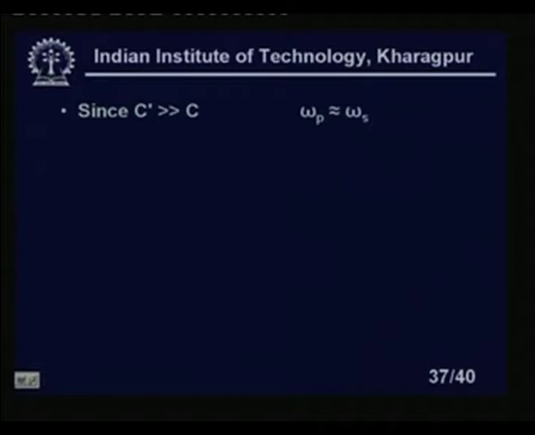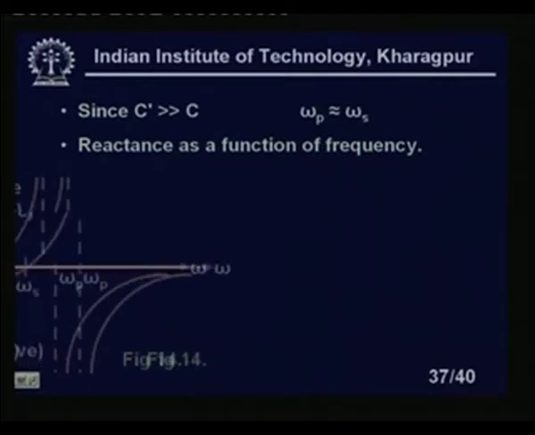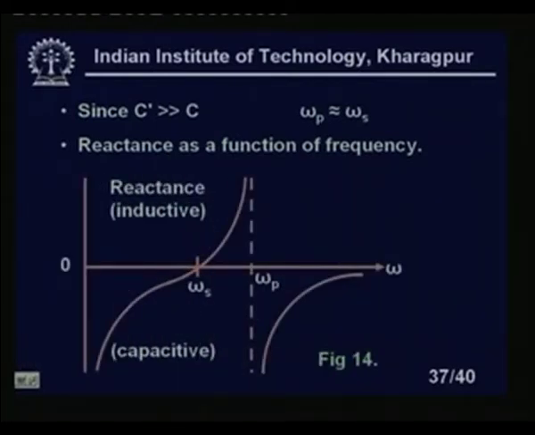So, what will happen actually, since C dash is much greater than C, omega p is almost equal to omega s, right. If I plot the reactance as a function of frequency, it will look like this. This is inductive here, and here it is capacitive. Omega s is the series resonance, omega p is the parallel resonance. So, if I plot the reactance of the piezoelectric crystal versus frequency, I will get a response like this one, right.